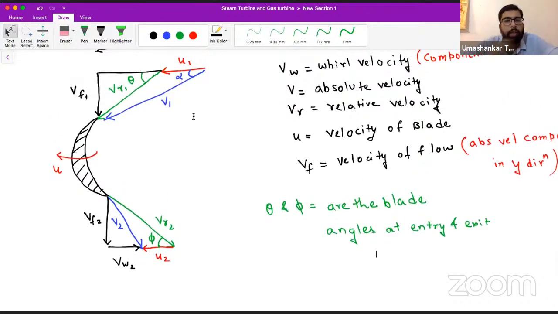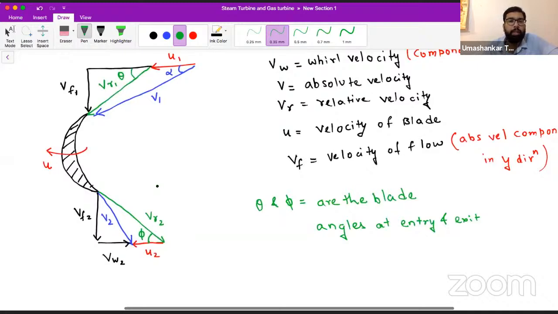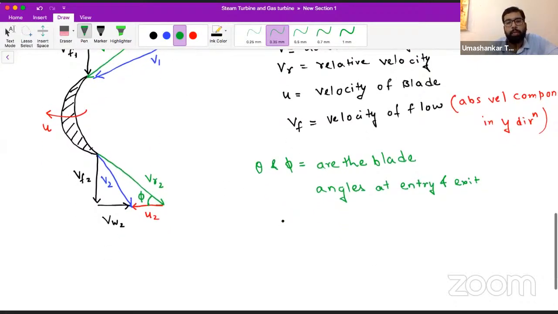Now remember one thing, there is a tip. Whenever we call blade angles, always remember this blade angle is with respect to the relative velocity. So here you can see VR1, VR2. VR1 makes the blade angle at the inlet. So theta is with VR1 and phi is with VR2. So blade angle is generally related with the relative velocity. Alpha is our nozzle angle.